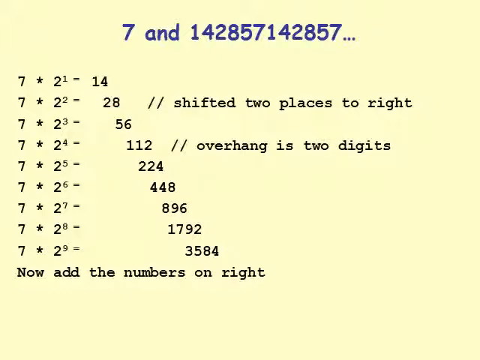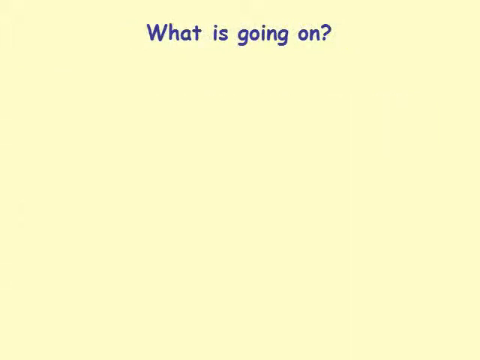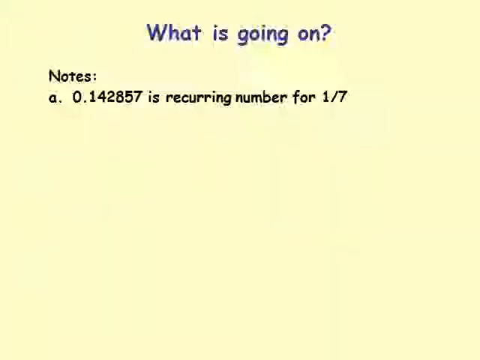Let's continue. So what's going on here? I know that we're doing doubling and adding, but we want to see the relationship between 7 and the other big number, 142857. First of all, 0.142857 is the recurring number for 1 over 7. That means 1 over 7 is equal to 0.142857, and those 6 digits repeat after that forever.